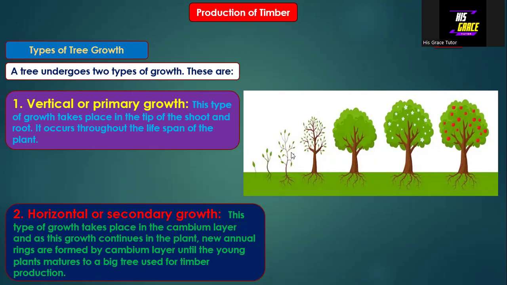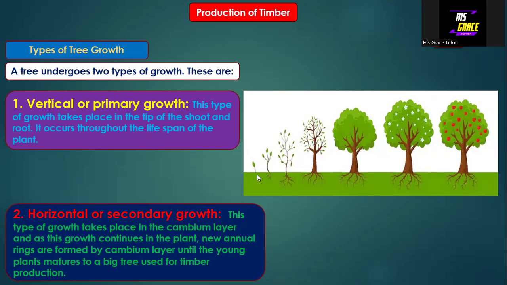Okay, so if you look at the diagram that we have here, this diagram is showing us the growth of a tree. So this is the first growth. Then it grows, and then it formed this, and then this, and this, and then finally this matured one. And if you look at the tree, as it's growing vertically, it's also growing horizontally.